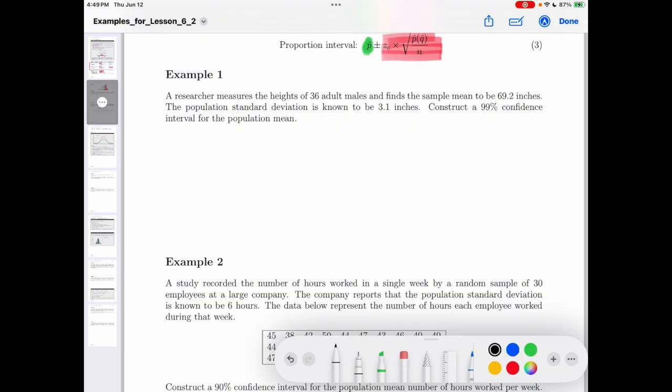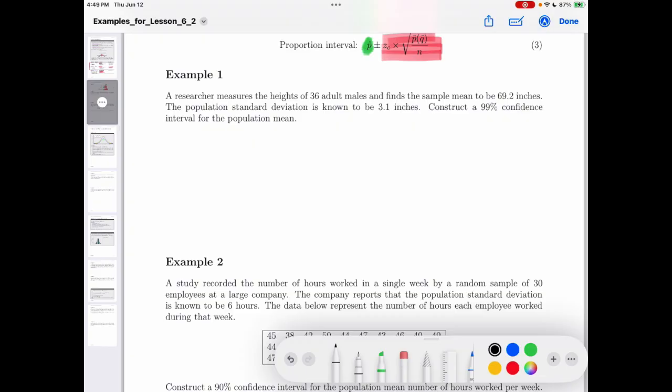All right, let's put these formulas into practice. I'm going to show you how to do this by hand, and then I'm going to show you how you can use GeoGebra. So in this question, it says a researcher measures the heights of 36 male adults and finds the sample mean to be 69.2 inches. The population standard deviation is known to be 3.1 inches. Construct a 99% confidence interval for the population mean.